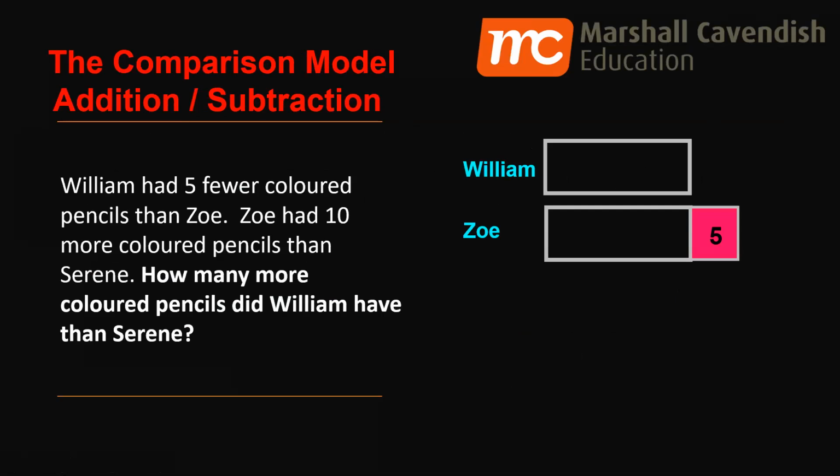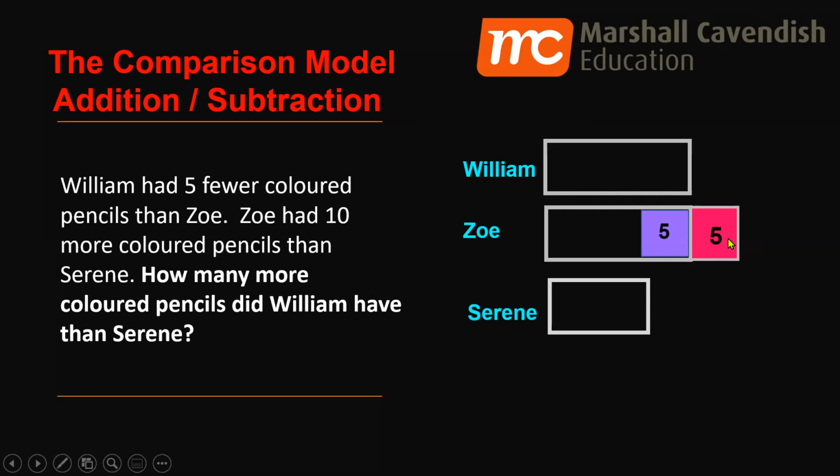All right, so this is a grade 1 lesson. If you look at it, it's quite wordy, but actually it's very simple. So what we do is we read sentence by sentence, get the children to read sentence by sentence so they understand the information that each sentence offers. So William had 5 fewer colored pencils than Zoe, so that's easy to see. William has less, Zoe has more.